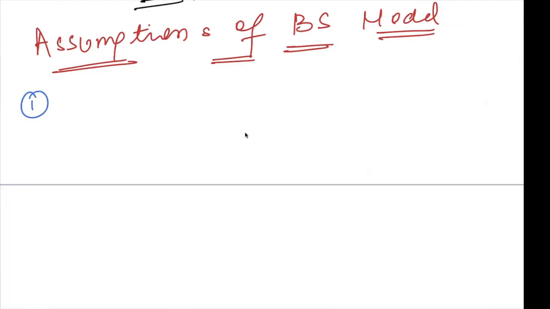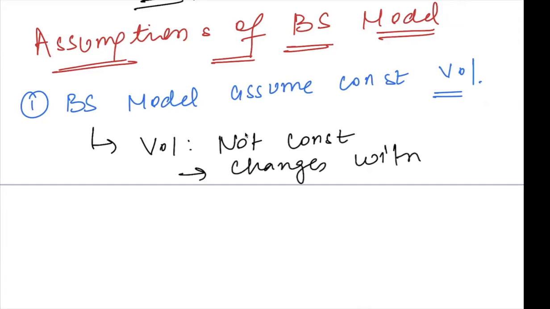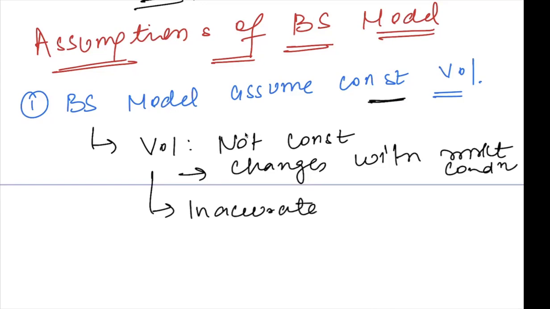Let's say the Black-Scholes model assumes constant volatility. We know that in reality the volatility is not constant and it changes with market conditions. So what will happen if we take constant volatility? This will give us inaccurate pricing of European options. So this is the first limitation.